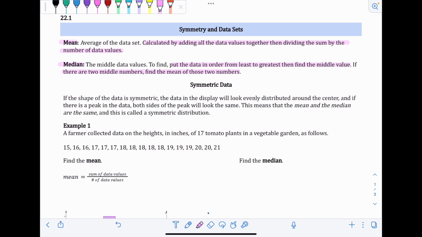Okay, moving down to the section that says symmetric data. Reading through this paragraph, it says if the shape of the data is symmetric, then the data in the display will look evenly distributed around the center. If there is a peak in the data, then both sides of the peak will look the same. This means that the mean and the median are the same. So when you have data that is distributed symmetrically, the mean and the median are the same. This is called a symmetric distribution.